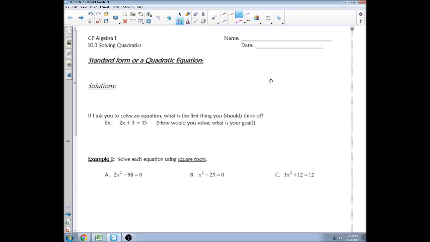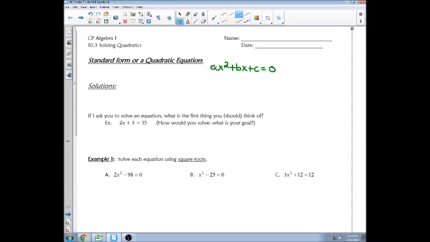This lesson is for my Algebra 1 class. This is 10.3, Solving Quadratics. Standard form of a quadratic equation is the same thing. It is ax squared plus bx plus c equals 0. Now that we're going to solve, we always want it equal to 0.